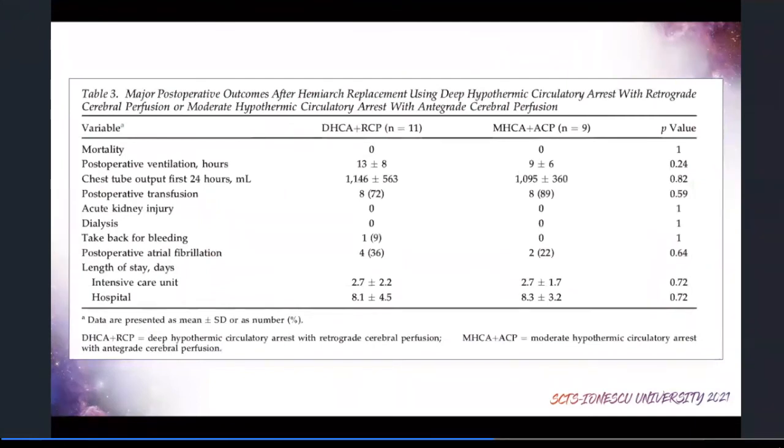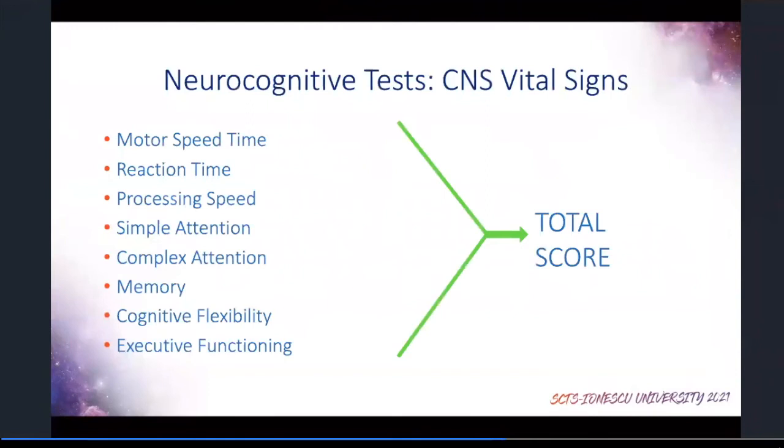Postoperative outcomes are shown in this particular slide, and it shows no operative mortality, no difference in the vent times, chest tube output, or the need for transfusion. No patient had dialysis or kidney injury. One patient in the DHCA group had a take back for bleeding, and hospital length of stay and ICU length of stay were essentially equivalent.